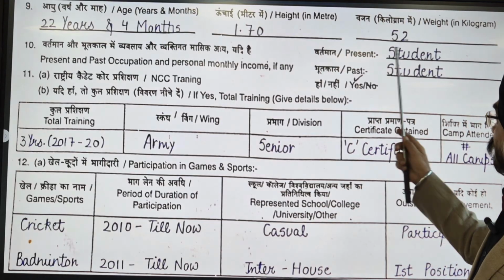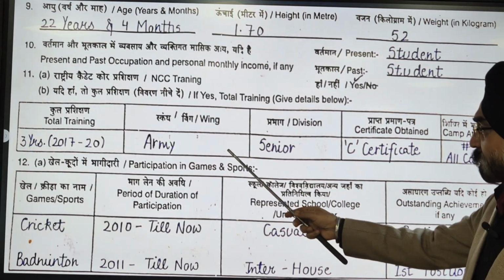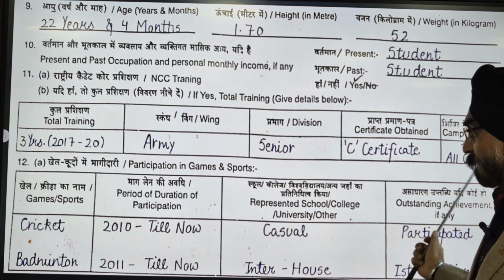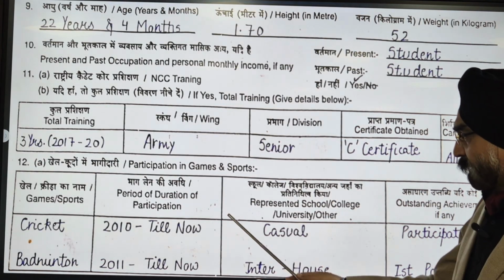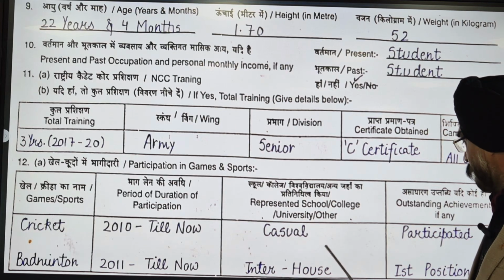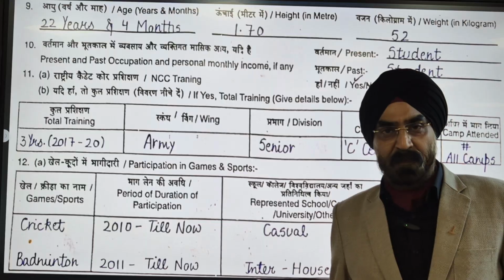Yeah. So here you have the student who has done NCC also. He's written 3 years NCC I've done. I've obtained C certificate and attended all camps. So here he's written some games. So this cricket he's written, he played in a casual way. You could write like that, or you could even write that I played in my colony team or things like that.